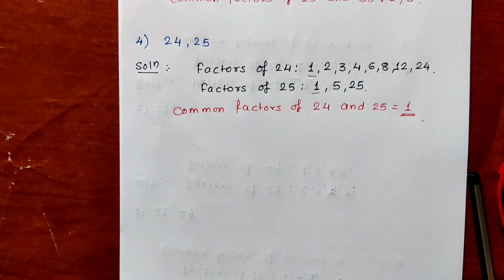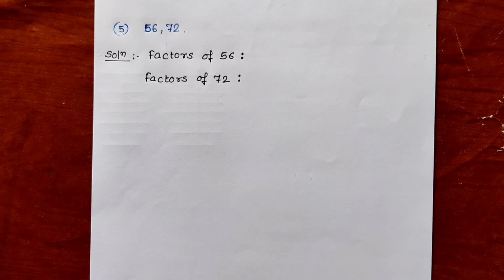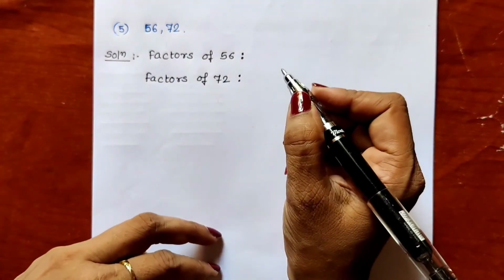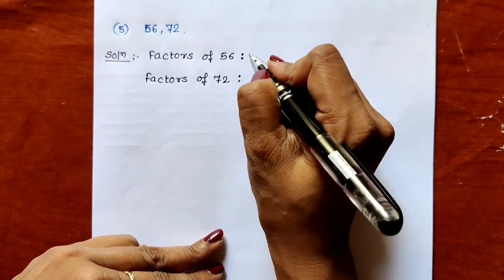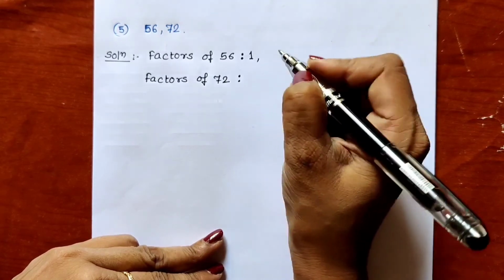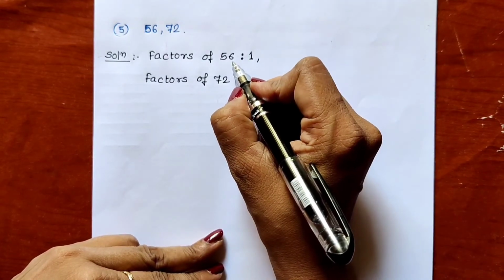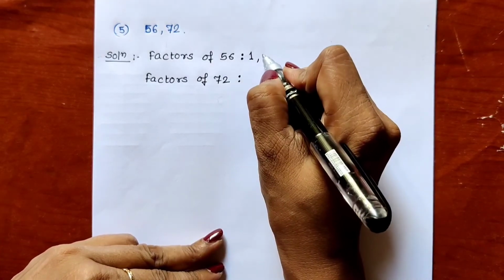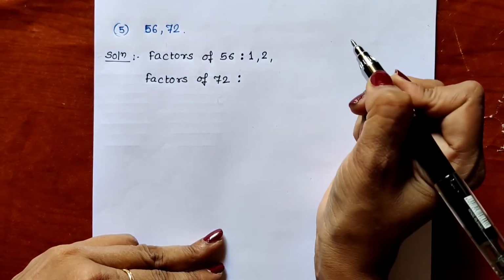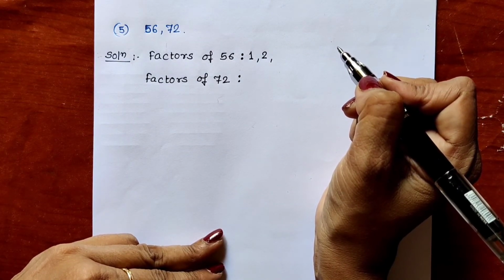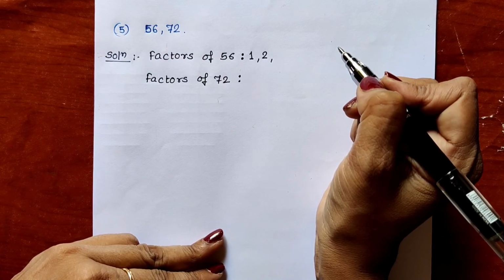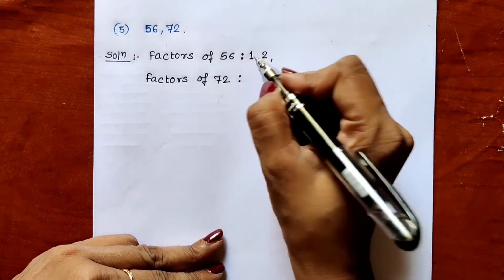Now last sum. Two numbers are 56 and 72. So let us start writing the factors of 56. 1 is the factor. Now 6 is in the unit place. That means 2 is also the factor, because we all know the divisibility test by 2. If 0, 2, 4, 6 and 8 is in the unit place, then it is divisible by 2.